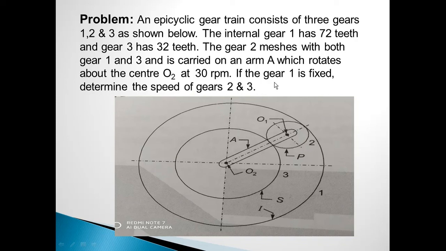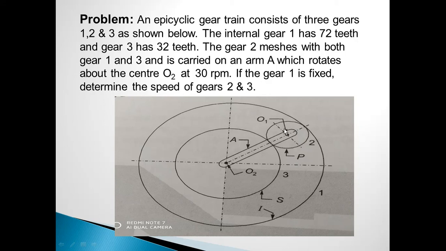If the gear 1 is fixed, it means that gear 1, which is the internal gear, is fixed. Under that condition, we have to determine the speed of gear 2 and gear 3.